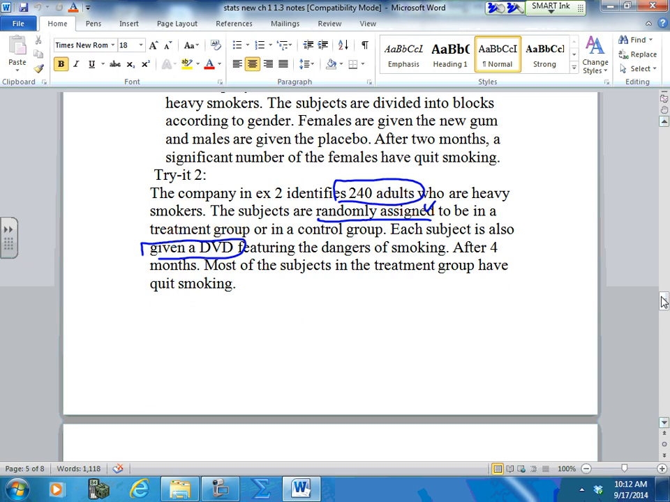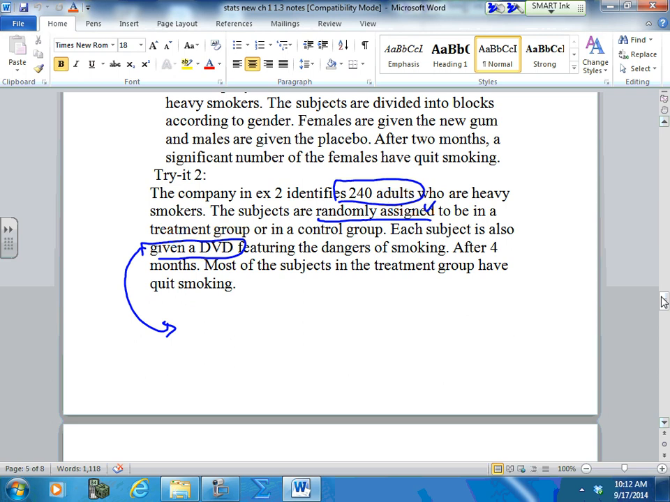And after 4 months, most of them quit smoking. What was it because of? The DVD or the gum? Hmm? You don't know which one? You don't know. So what is this called when we throw in something else? When we throw in another variable?